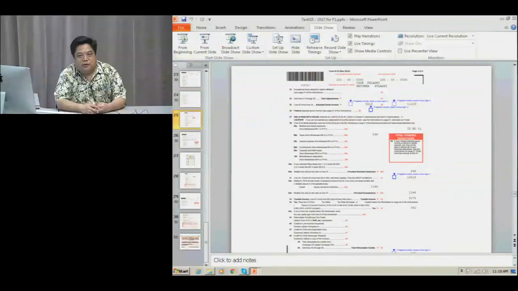Even if you pass the substantial presence test, as long as you maintain F1 status, Social Security tax should not be taken out. So still my suggestion is to check with the department that you work for. Tell them Social Security tax shouldn't be taken out.